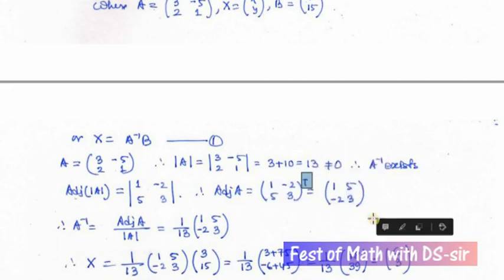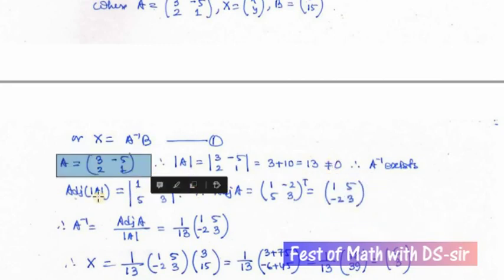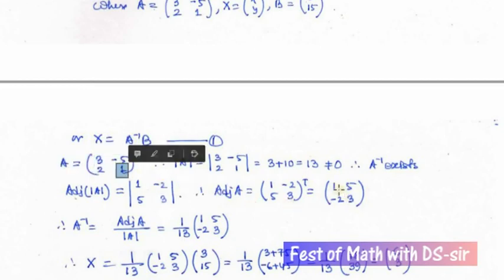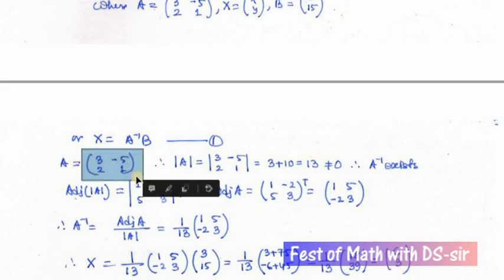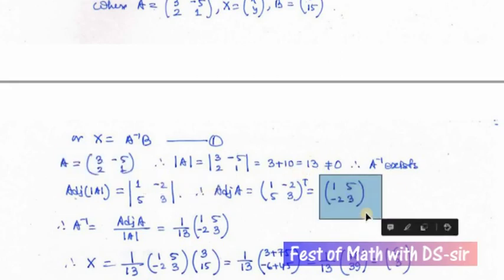Now from this result, notice that if A is a 2 by 2 square matrix, then in adjoint A, diagonal elements change their positions, and all other elements change their sign. Minus 5 becomes plus 5, plus 2 becomes minus. This observation you can apply in case of short questions. You can directly write adjoint A from here, without showing the intermediate steps.